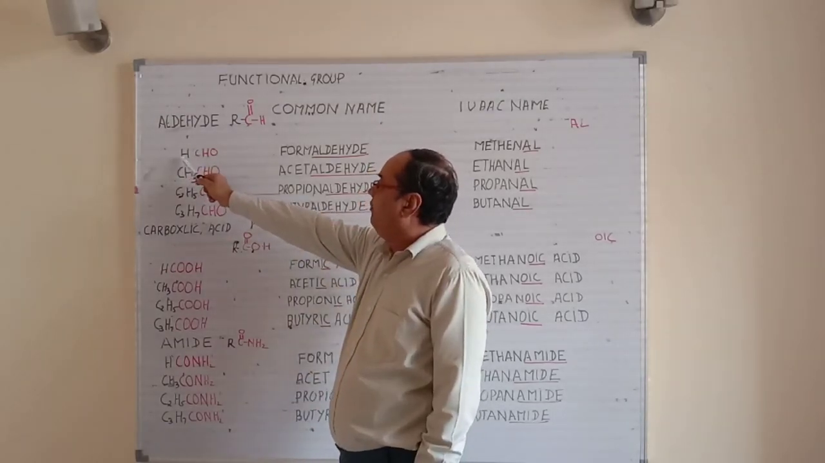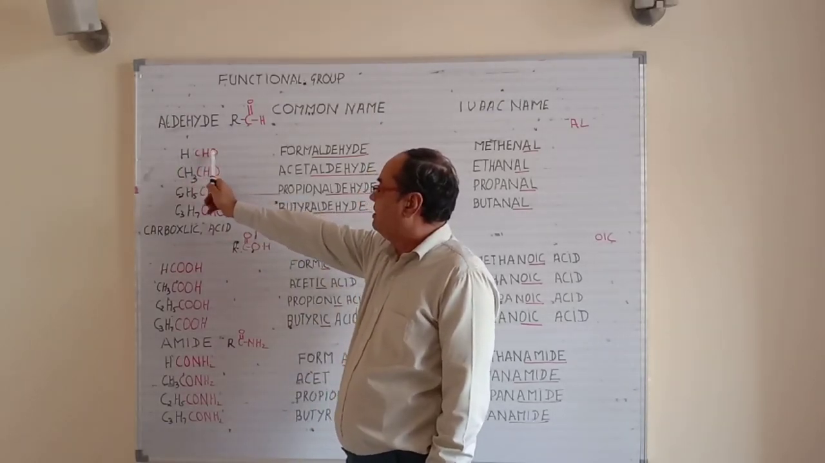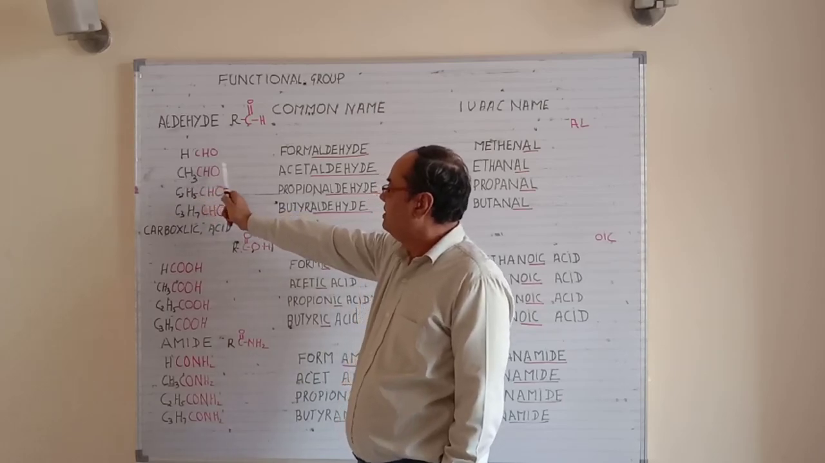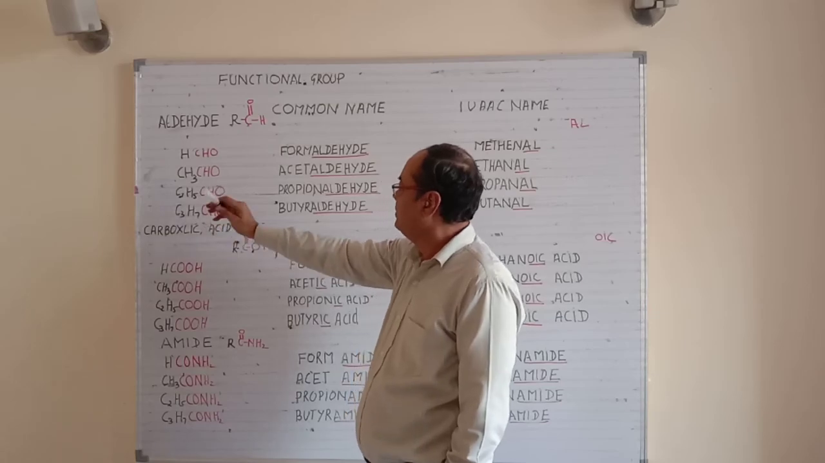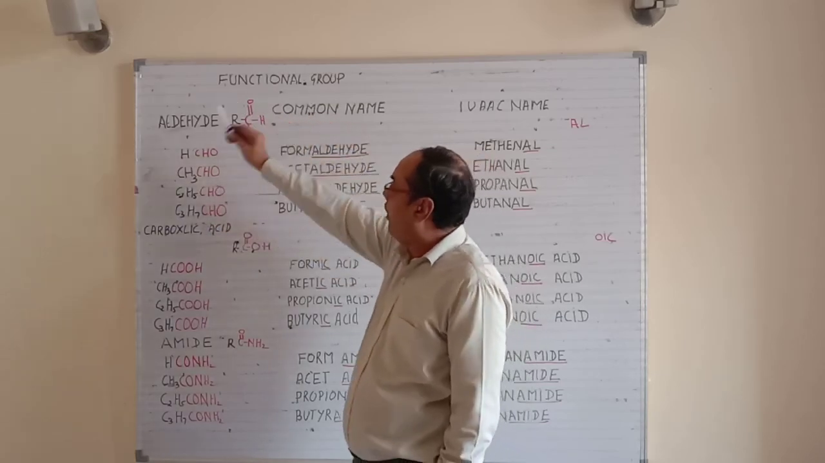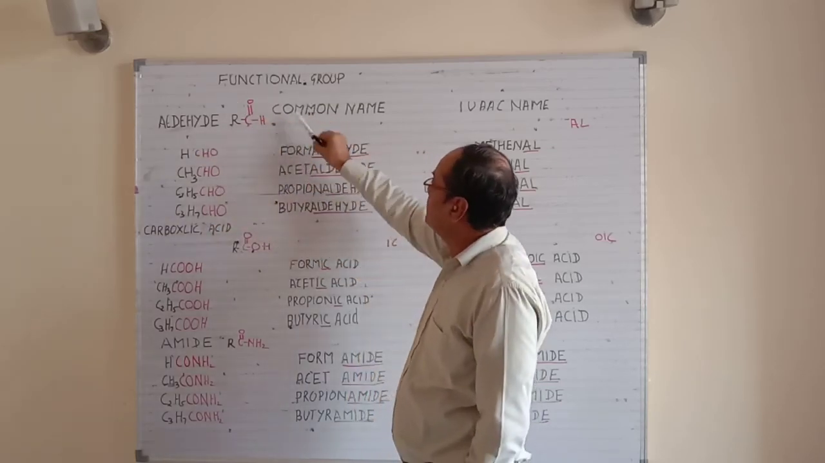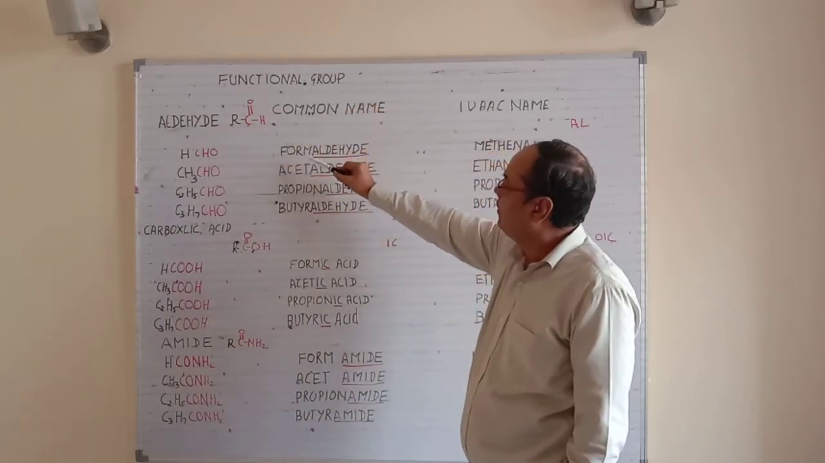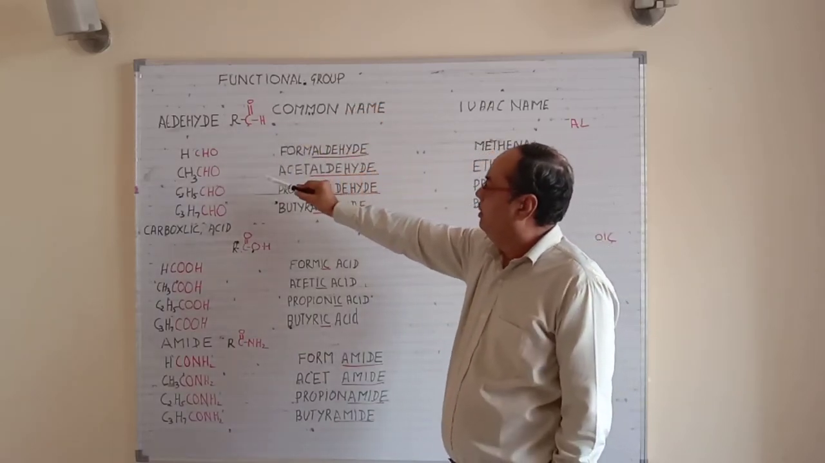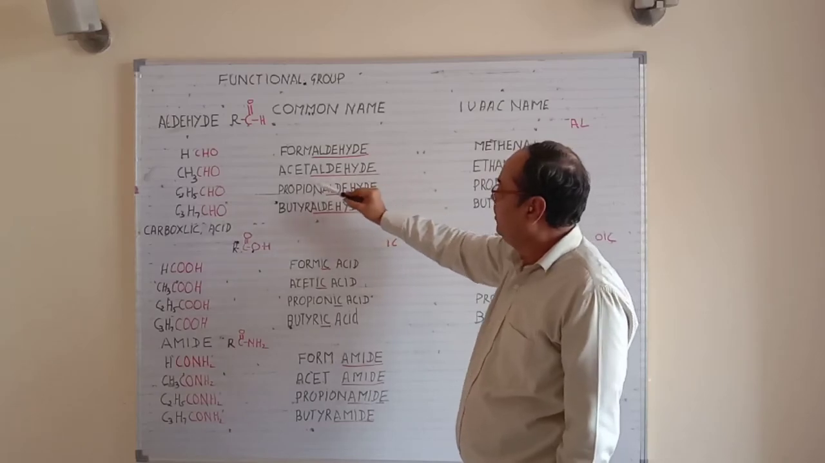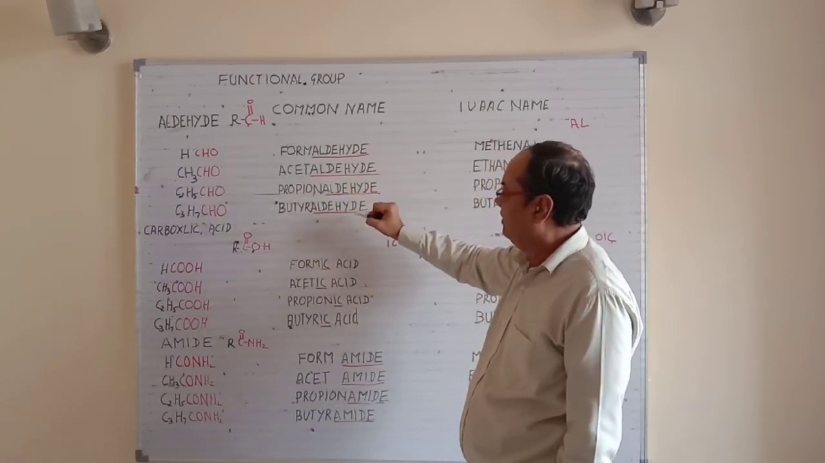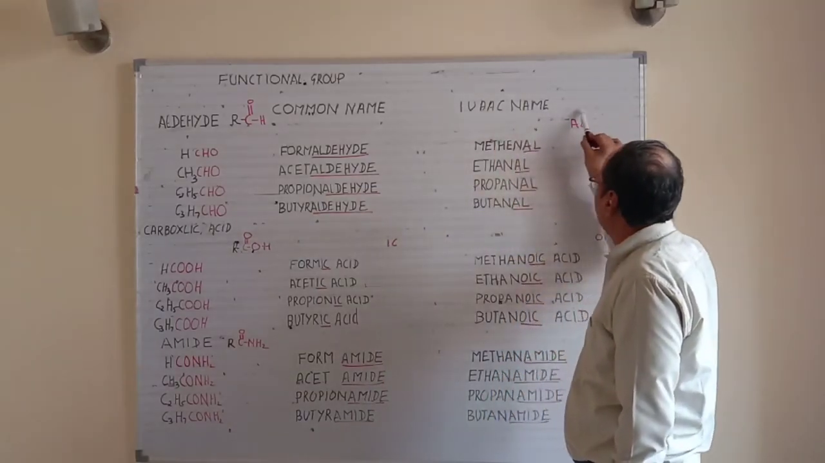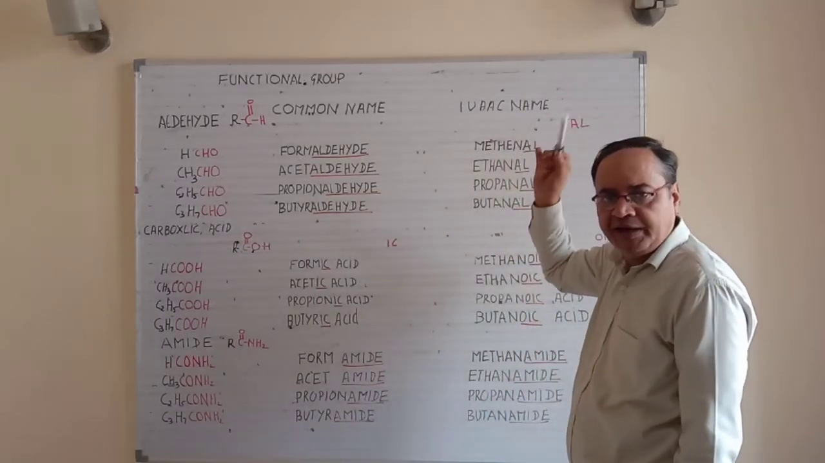When we have one carbon, that is HCHO, with two carbon, CH3CHO, three carbon, C2H5CHO, C3H7CHO. So form system, form plus aldehyde group, when we mix together, it gives you formaldehyde, with two carbon acetaldehyde, with three carbon propionaldehyde, with four carbon butyraldehyde. In IUPAC system, we use the suffix al with methane, ethane, propane, and so on.